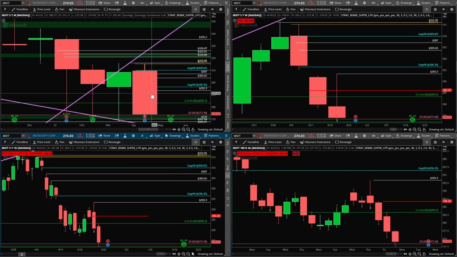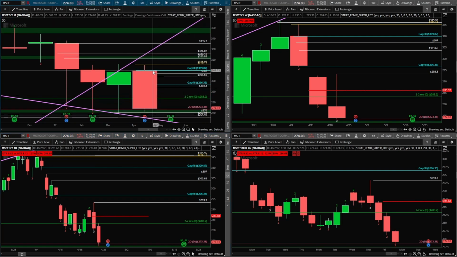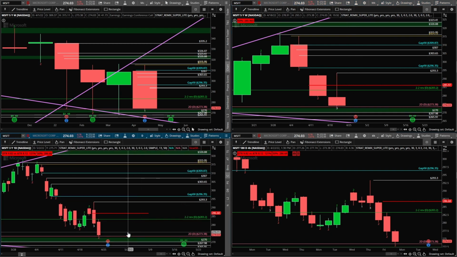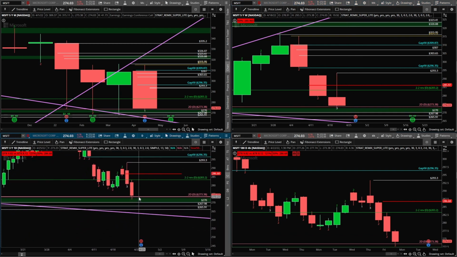Okay, Microsoft didn't actually make the outside week. We have a 1 on the month right now. We did do the outside week. That is a shooter if I ever saw one. So we're going to be looking at entry below 273.38. That is the daily level as well. So over here, 273.38. My price target's going to be 270.